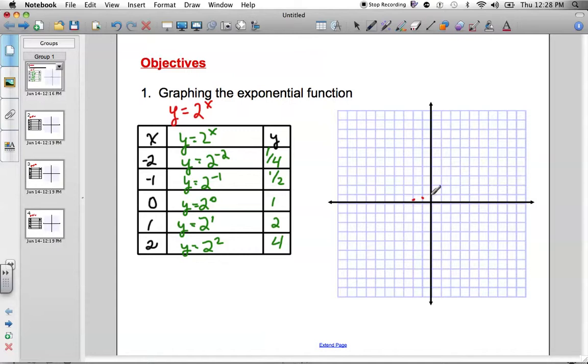0, 1, 1, 2, and 2, 4. And we're going to connect our points.